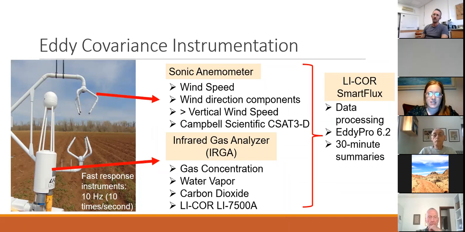So our instrumentation for the eddy covariance system consists of a sonic anemometer and an infrared gas analyzer. Our sonic anemometer gives us wind speed and the wind direction components, and it's the Campbell Scientific CSAT3D. And then we have an infrared gas analyzer from LI-COR, and that gives us both water vapor and carbon dioxide, but we're going to be focusing on water vapor.